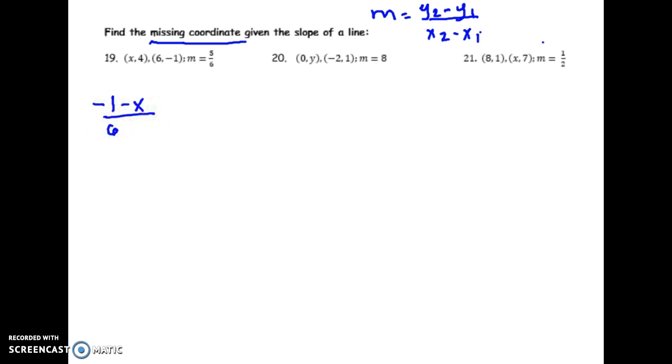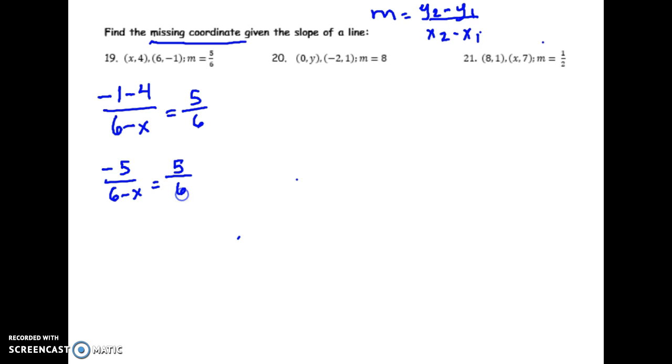Whoops, I made a little mistake there. Let me erase this. Don't get confused here. Hold on. Okay, y2 is negative 1 minus 4. So y2 minus y1 divided by 6 minus x, or x2 minus x1. And that has to be equal to 5/6. We're going to simplify the numerator. I'm going to get negative 5 divided by 6 minus x and set that equivalent to 5/6.